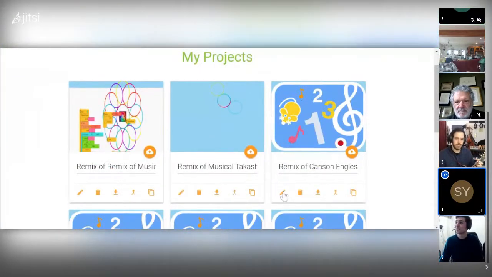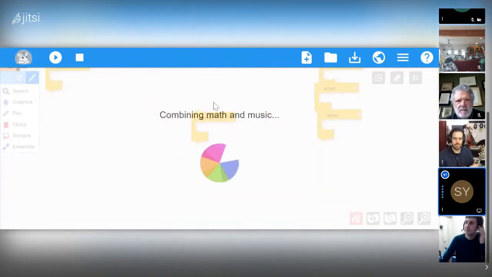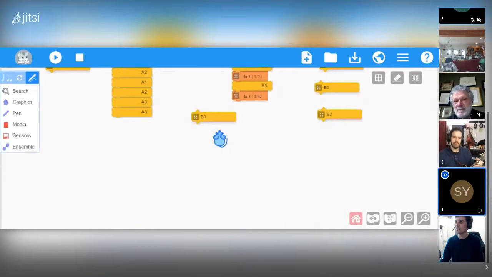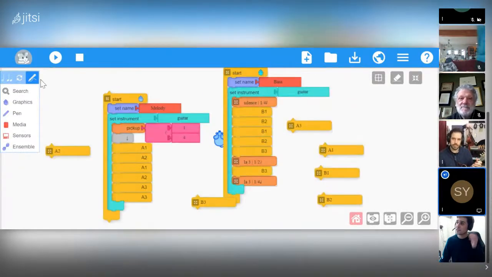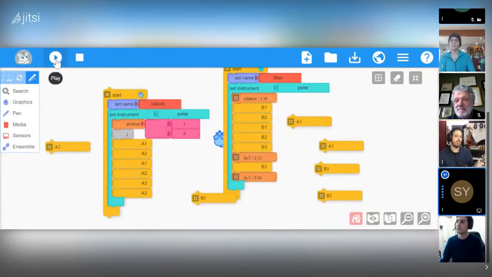And so what's the next project? This is my transcription of Canzone Inglesa, a piece by Emmanuel Adriaenssen. I basically just put it in Music Blocks. I just recreated it based off a music sheet for it.